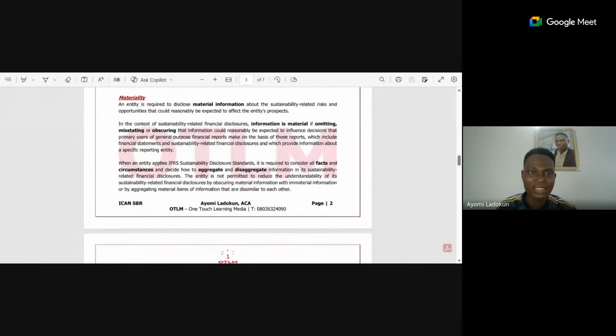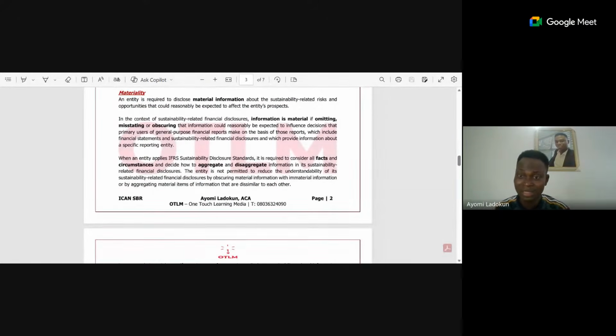Now, materiality. You also need to understand what materiality is. So in FR, with IFRS S1, you can be asked to discuss the concept of materiality as it relates to IFRS S1, right? So you tell the examiner that an entity is required to disclose material information about sustainability-related risks and opportunities that could reasonably be expected to affect the entity's prospects.